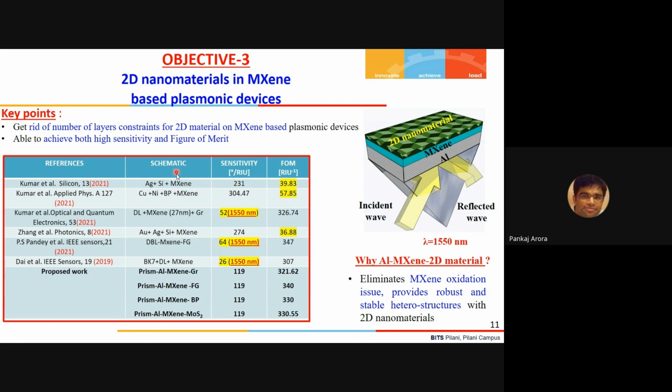So we again compare with the previously reported result. Now over here you can see, Pankaj, the sensitivity is higher as compared to your reported result. I completely agree. But see the figure of merit. The line width is very, very high. As a result of it, the figure of merit is very, very less. The idea was not only to increase the sensitivity, but to increase the FOM at the same time.